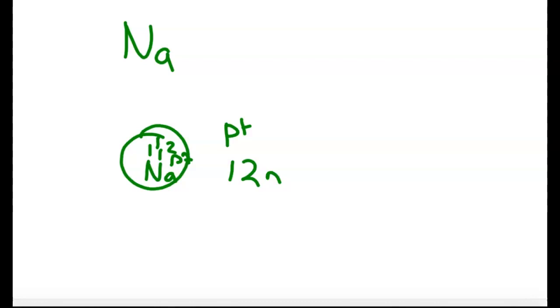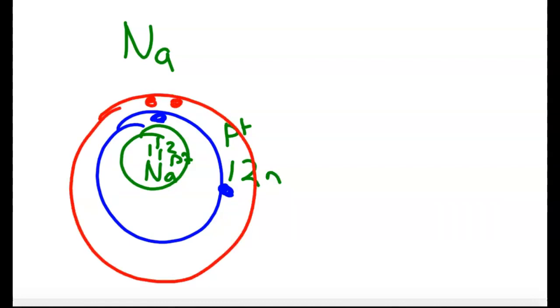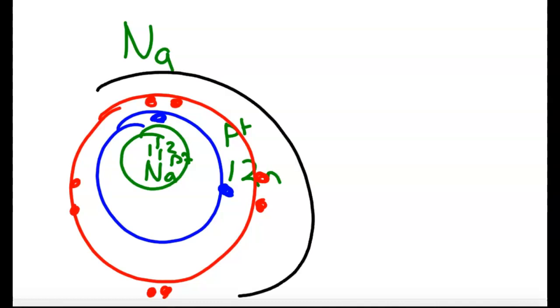There are 3 little numbers in a row. In the first circle around, I'm going to have 2 dots. In my second circle around, I'm going to have 8 dots. At this point, just kind of do it like this. In the third circle around, I'm going to have 1 dot, because that tells me there's 1 valence electron. You're going to want to do that for all of those.